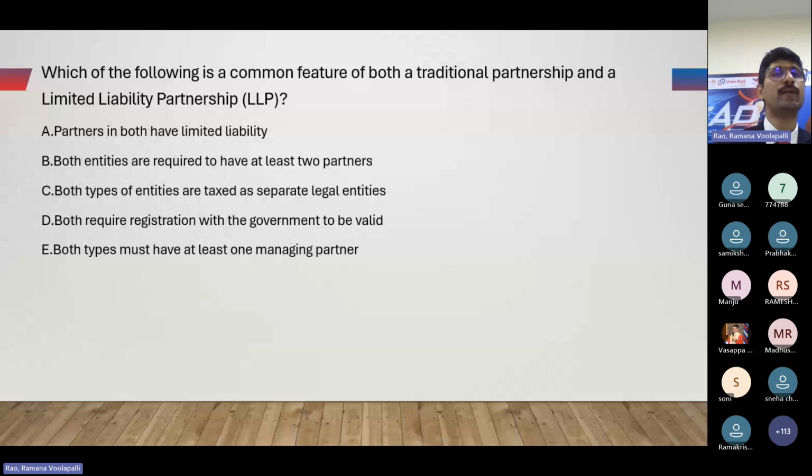Which of the following is a common feature of both a traditional partnership and a limited liability partnership? Which is common for both? Great. Both should have a minimum of 2 members, without which a partnership can't be formed.